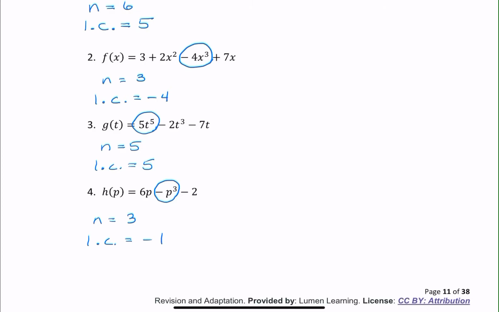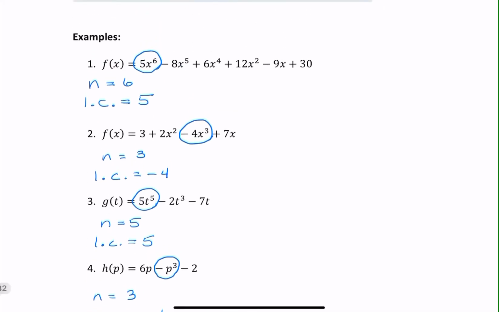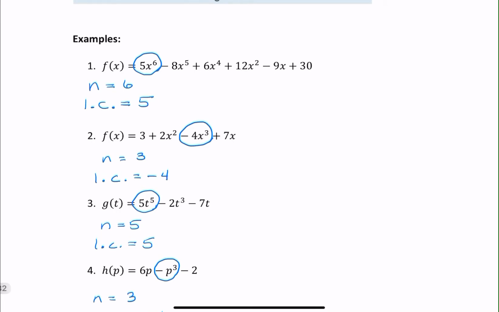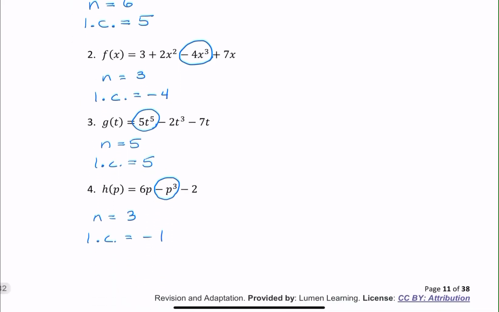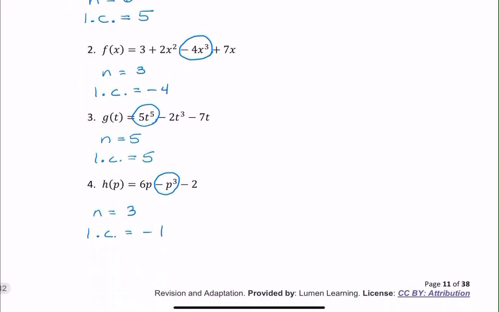So you'll have a couple homework problems that just ask you to break down and define the leading term, the leading coefficient, and the degree of the polynomial. So when you look at this first one, that would be a 6th degree polynomial. The second one would be a 3rd degree, the third would be a fifth degree, and the last one would be a third degree. So it goes by what your largest power is.